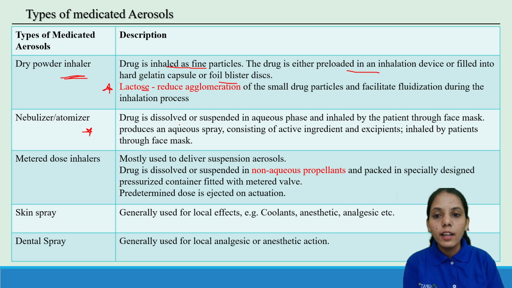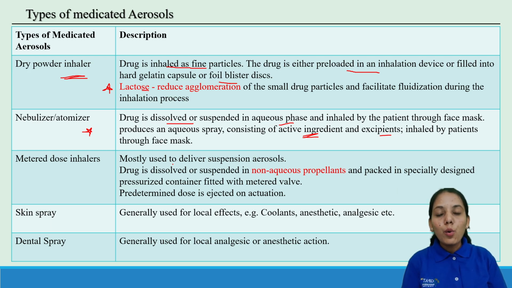Now see, the drug is dissolved or suspended in the aqueous phase and inhaled by the patient through a face mask. It produces an aqueous spray, which consists of the active ingredient and the excipients, which are inhaled by the patient through the face mask. So that is a nebulizer or atomizer.